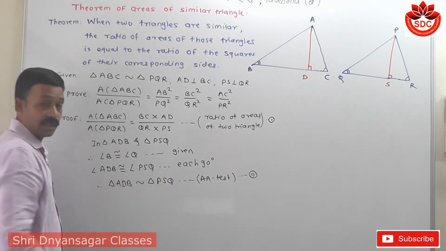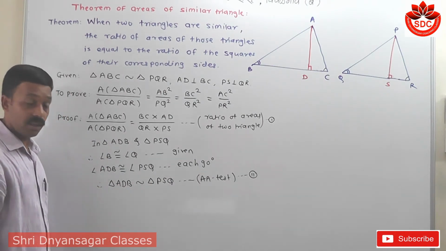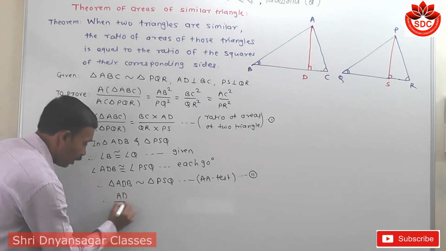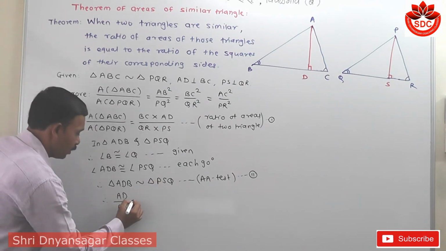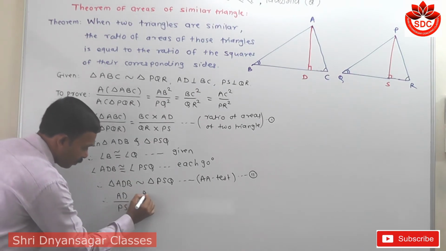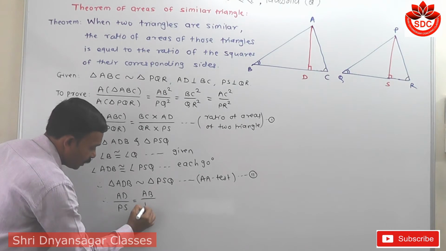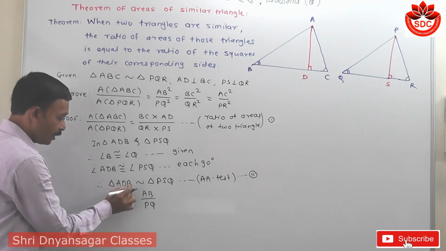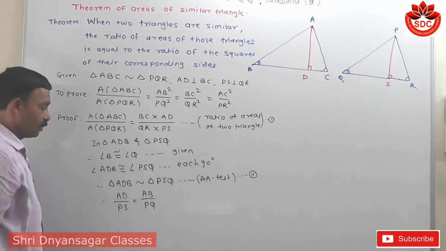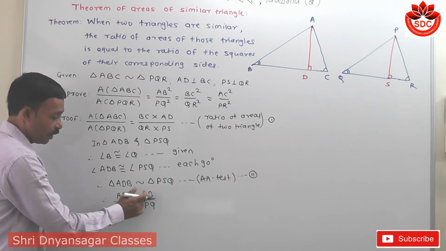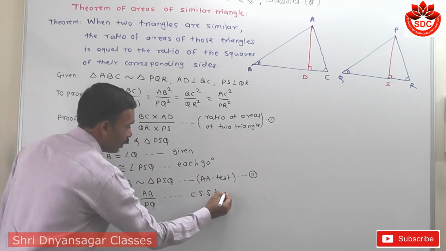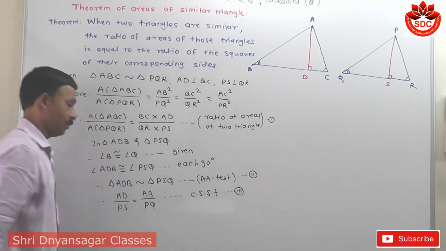Now if these two triangles are similar, then their corresponding sides are in proportion. Therefore, I take here first AD upon PS, then the second ratio, I have taken AB upon, first and last, means PQ. Here we don't take DB upon SQ because we do not need this ratio. So I write here AD upon PS is equal to AB upon PQ. The reason is corresponding sides of similar triangles. Suppose this is equation number 2.